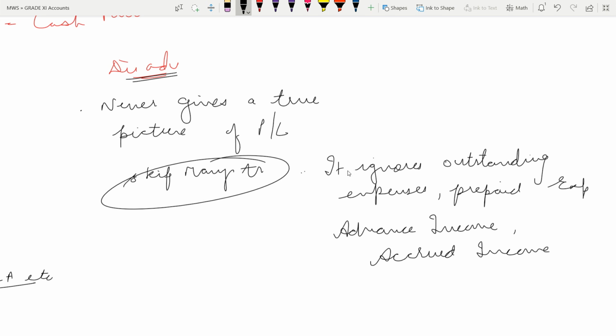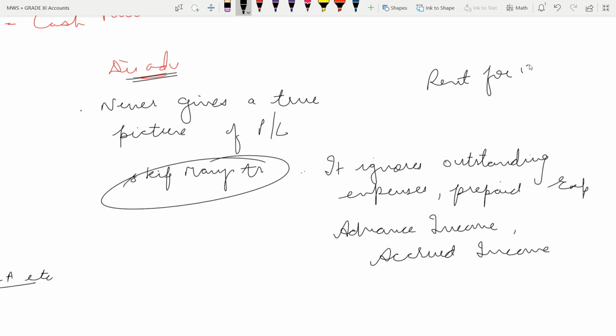So as this basis ignores all these things, that's why it is not giving us a true picture. Why? What is this outstanding expenses? Outstanding expenses are those expenses which you have not paid. These are the expenses due. For example, if you have not paid the fee of a doctor, then these are the expenses which are outstanding, which are due. You have taken the services but you have not paid, or we can say rent, you have used the land for the factory purposes, or the production purposes, but you have not given the rent in cash.